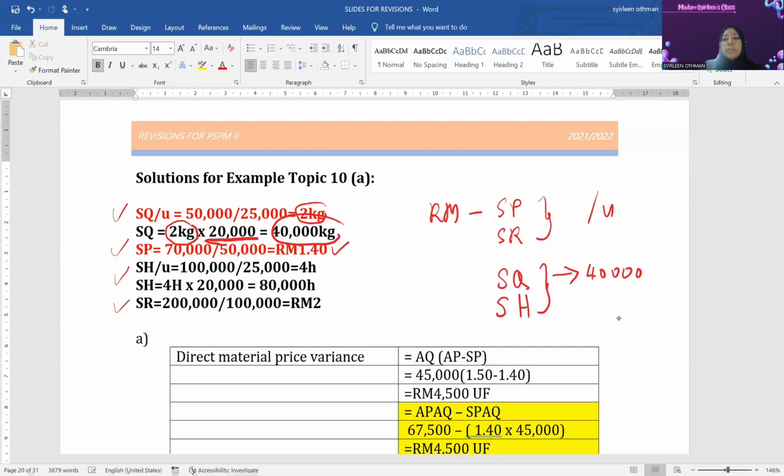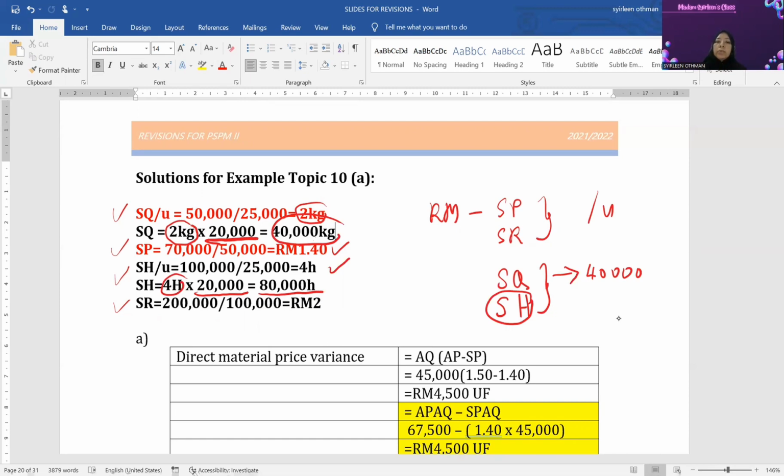It's the same with standard hours. Once you calculate for one unit, you will get 4 hours. I cannot straight away use the 4 hours. I need to multiply the 4 hours with the actual units produced as well, which is 20,000 just now. So my standard hours is actually 80,000 hours. Then only can I substitute it into the equation.